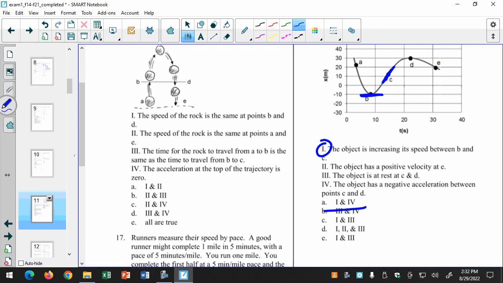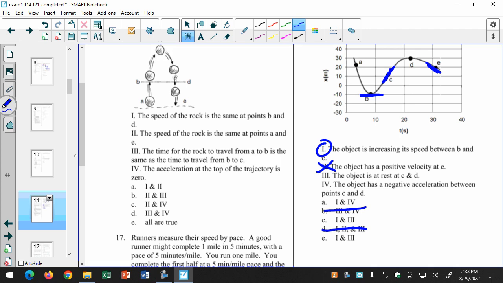I can mark off B. That's a great practice for your standardized tests, you pre-meds, pre-dents, etc., etc. Like marking off answers that don't make sense is a great way to do better on those exams. The object has a positive velocity at E. Is that a true statement at point E? No. Why is it not true? It has a negative slope, right. So that's not right. So anything with 2 in it I can get rid of. The object is at rest at C and at D.